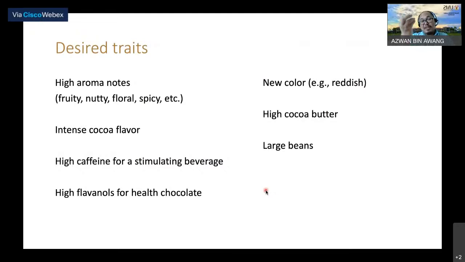All right. So there are lots of things that we can desire from a bean. Not only beans that we can make chocolate from, but we want to have beans with different aroma notes, different flavors. We would like to have, instead of coffee in the morning, chocolate. We want to have chocolate drinks with new colors, and so on.